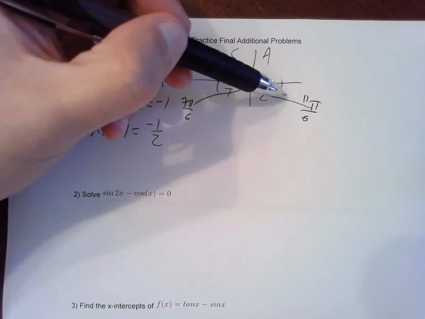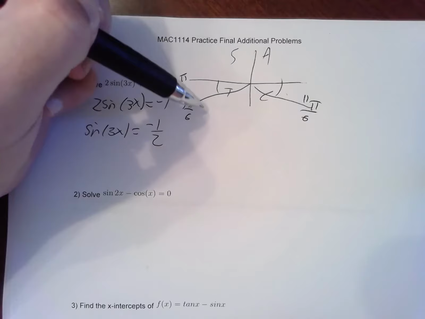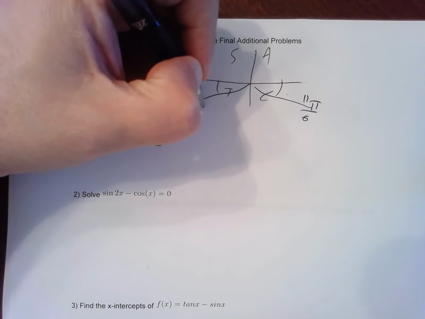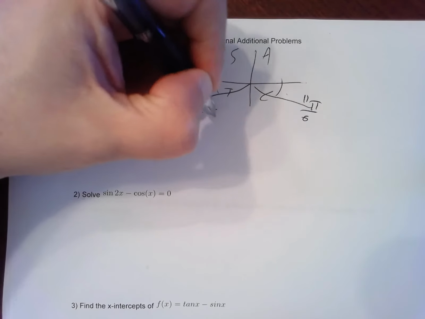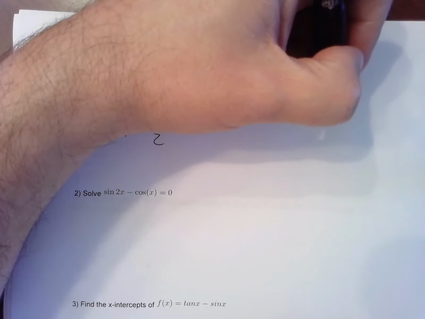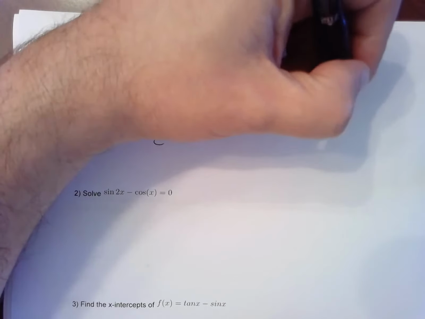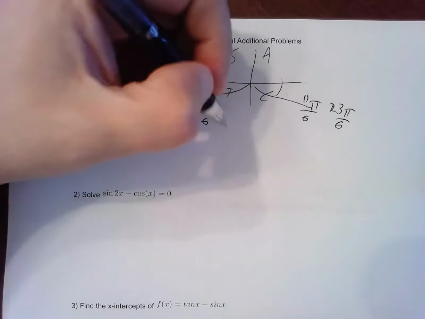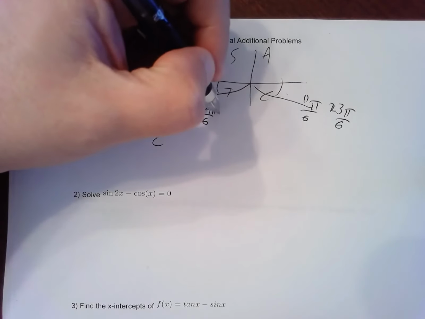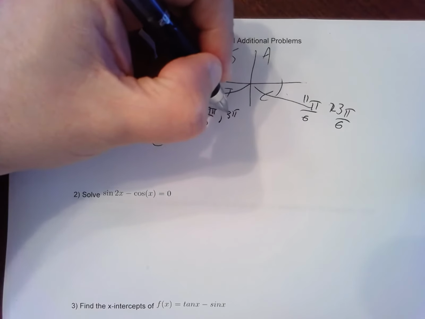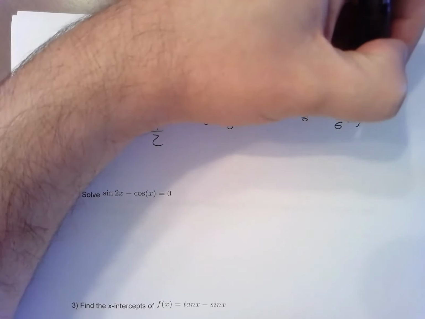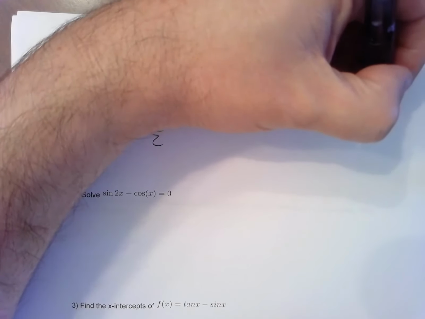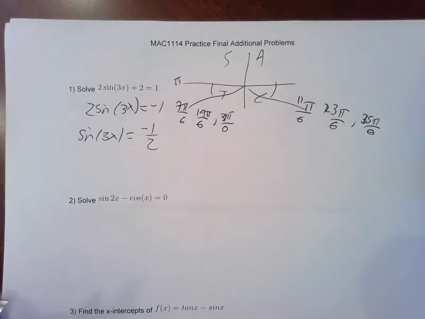time around. Now I have to go around again, so I have to add 2 pi to each of these, which is 12 pi over 6. So adding 12 there would be 19 pi over 6. Another 12 here would be 23 pi over 6. That's the second time around. And then one more. Adding another 12, what is that? 31 pi over 6. Adding another 12 here would be 35 pi over 6.